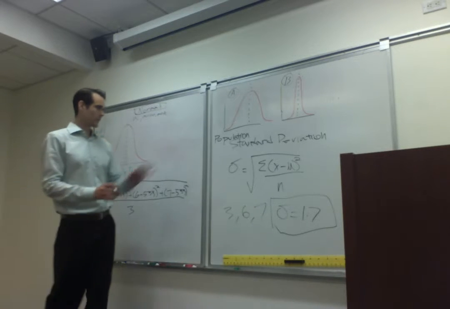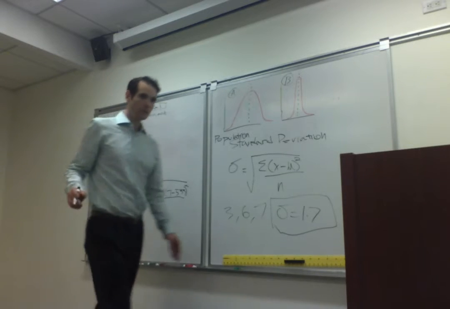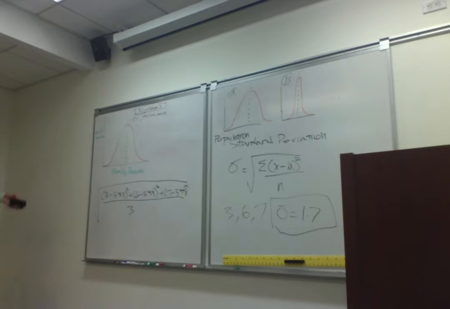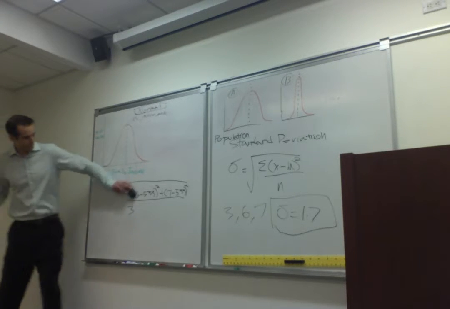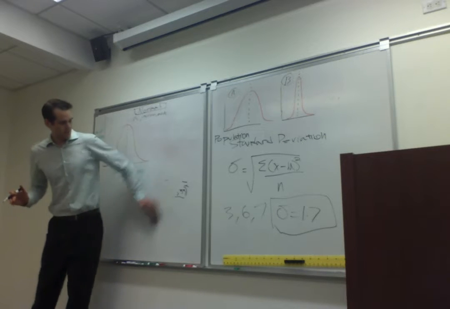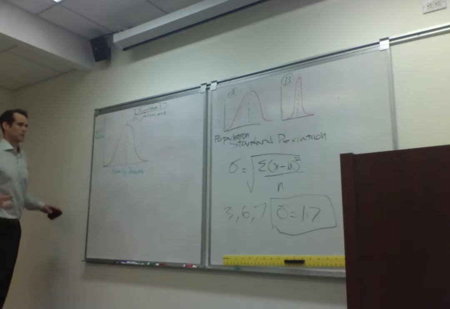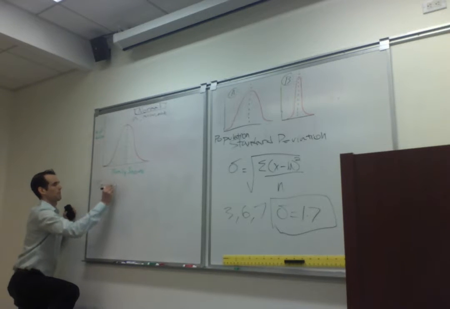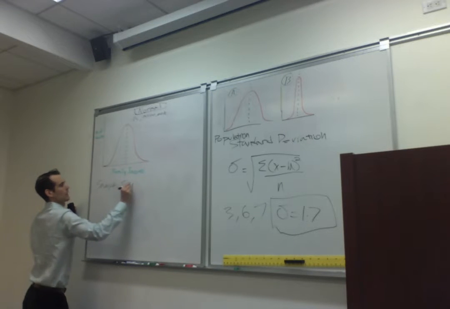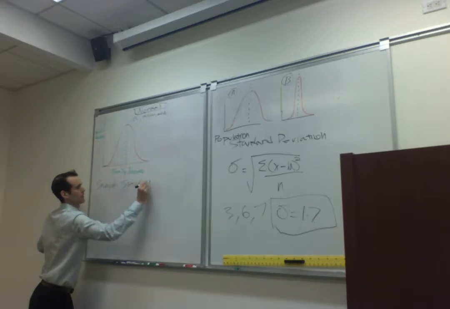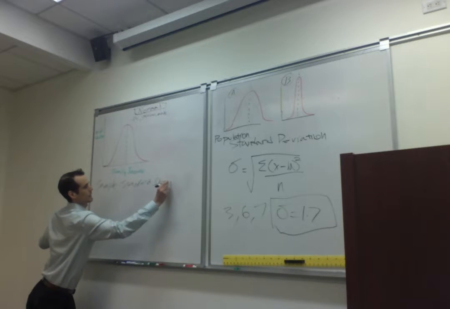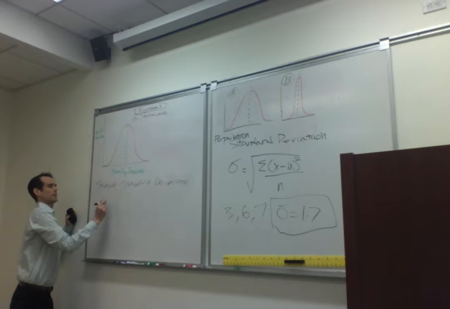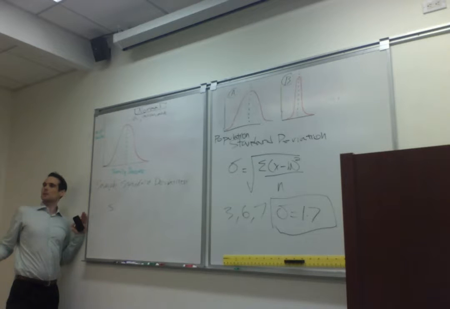Now, this is population standard deviation. Now suppose we don't know the entire population. We're going to make a slight adjustment, and we're going to calculate what is called the sample standard deviation. It is denoted by the letter S.